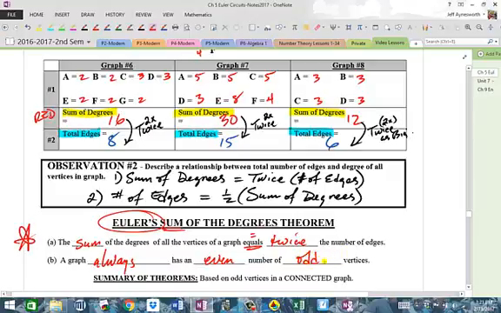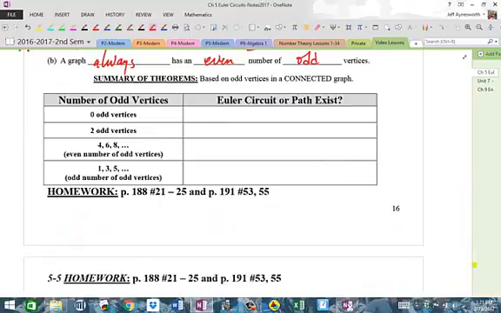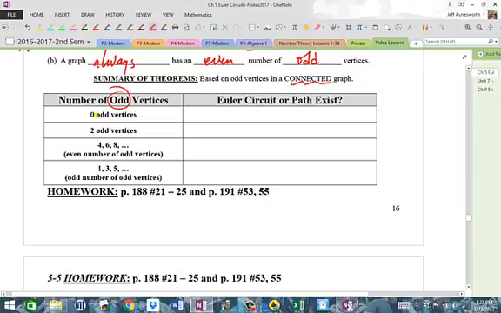Okay, so it's a little sub-theorem called a corollary. Now, let's state some other facts here. In a connected graph, if you have 0 odd vertices, and remember, we're talking about odd vertices here, if you don't have any odd vertices, that means you have all even. What does that mean? You have an Euler circuit. If you have exactly 2 odd vertices, and the rest are even, that tells you you have an Euler path.